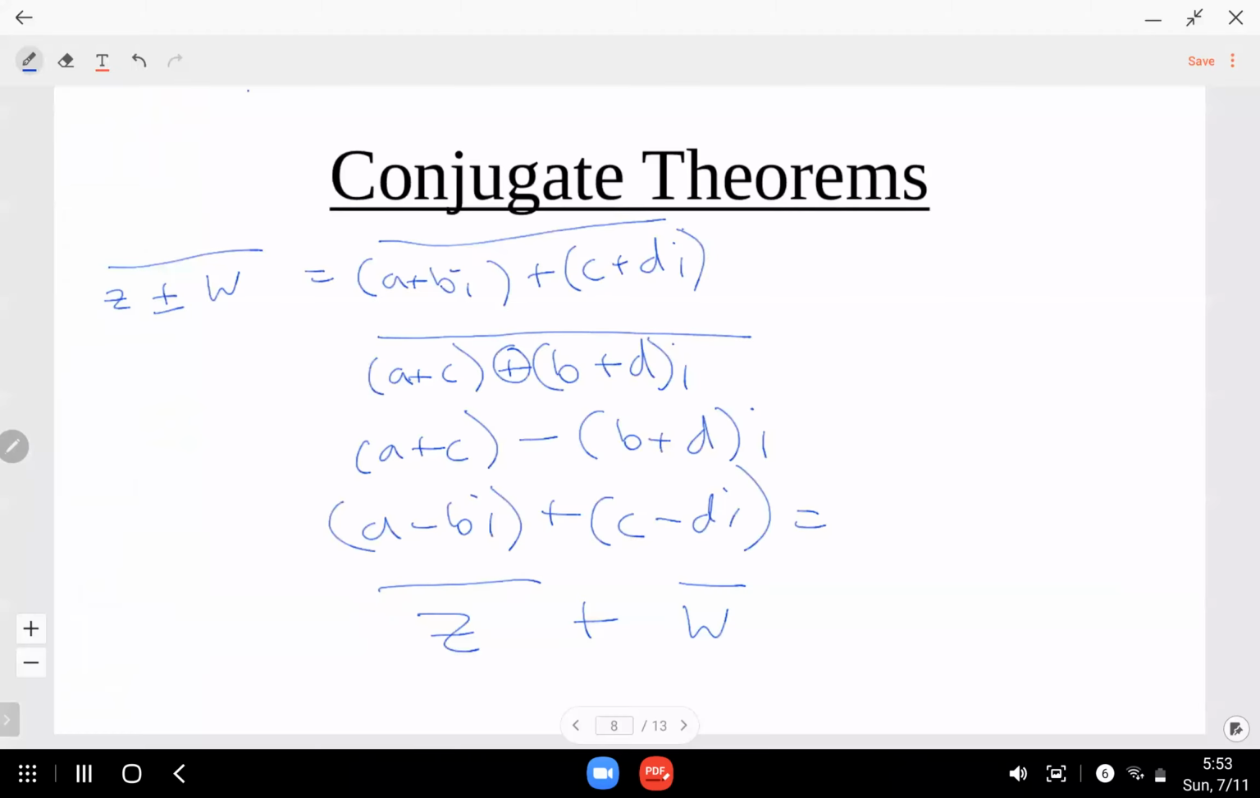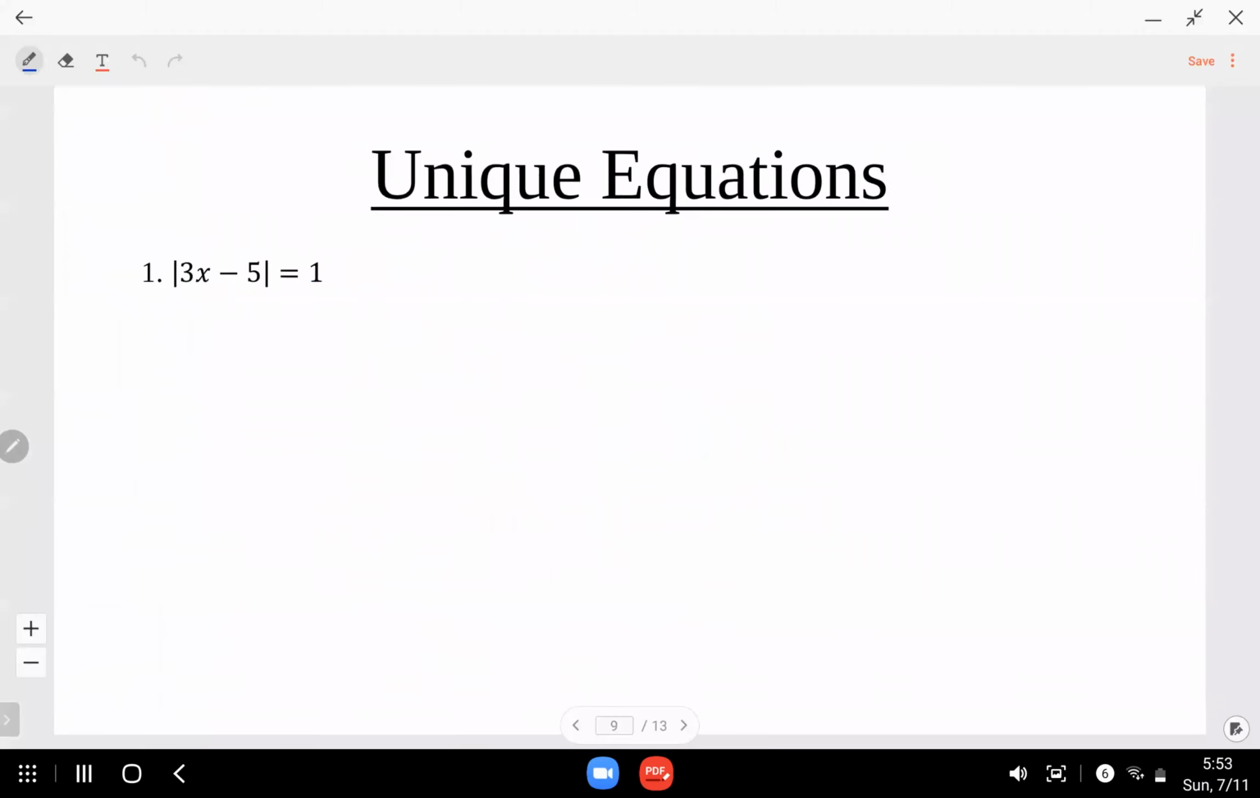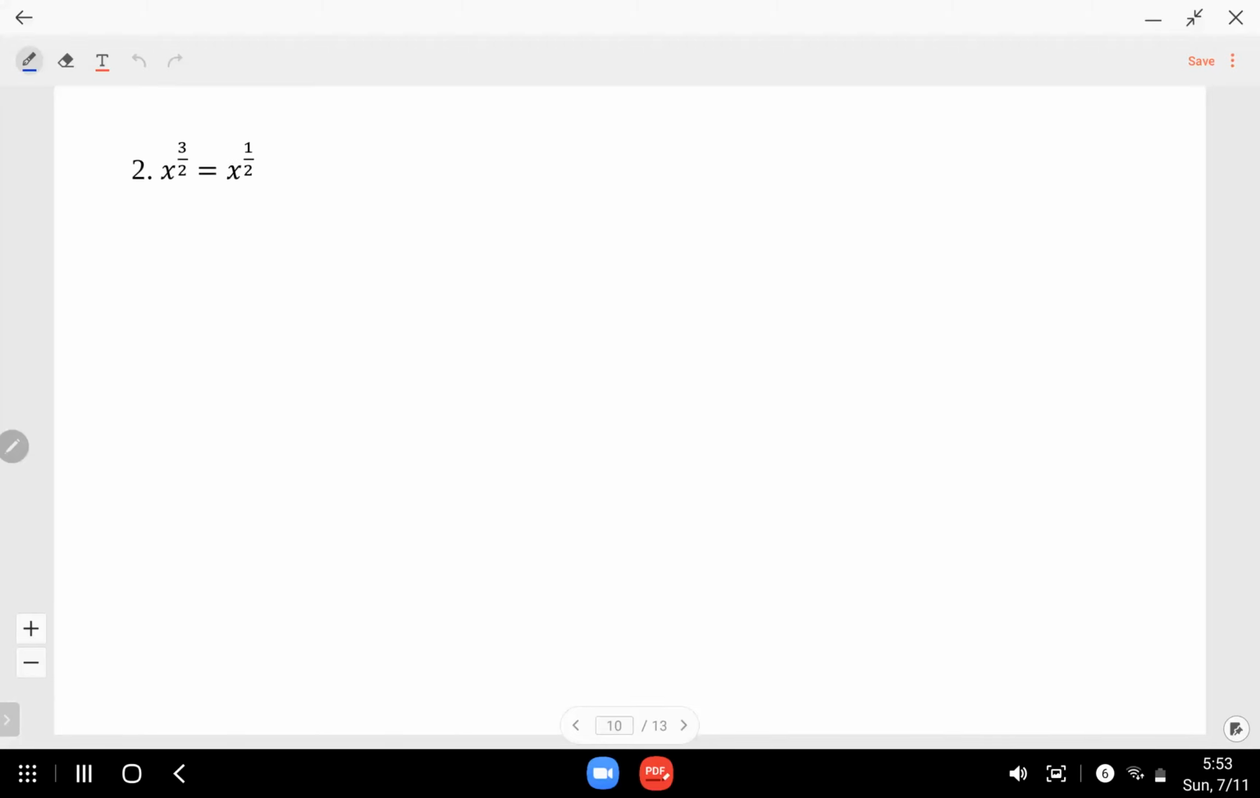So let's go over some unique equations. Absolute value, boring. Oh, this is nice. No, that's still boring. I feel like we can do that. No, that's still boring. I'll do that next class. Oh, this looks interesting. All right, let's do this one.